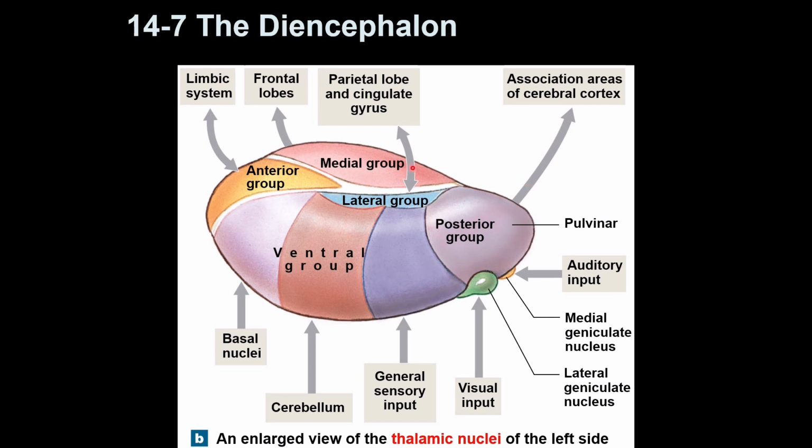You can divide this in different ways. One is called the ventral group. This ventral group receives information from basal nuclei, carrying motor information, and from the cerebellum, which again receives sensory information from the proprioceptors and general sensory input coming from the skin. So there are three different inputs in the ventral group.